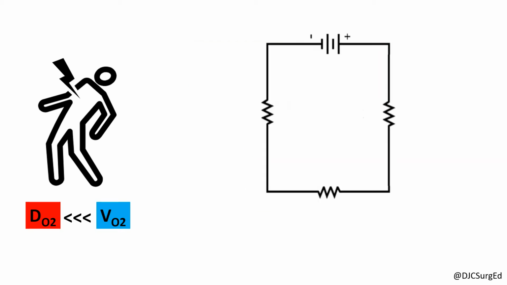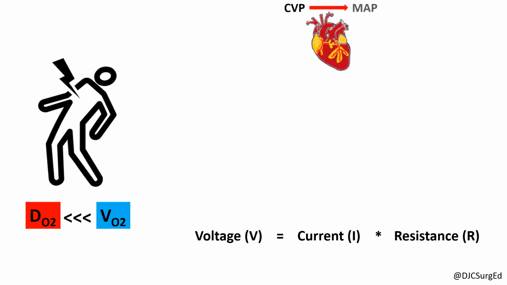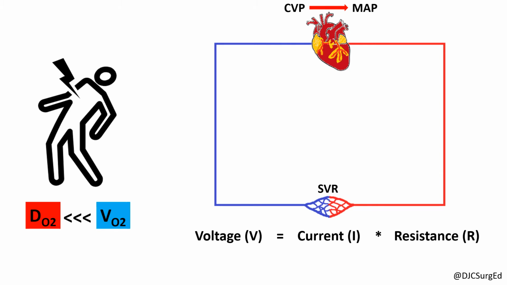To understand cardiac output, let's review electric circuits and Ohm's law and see how it relates to the circulatory system. Ohm's law states that the voltage, or gradient of electric potential, is equal to the current, or flow of electrons, multiplied by the resistance, or the opposition to flow. In the case of the circulatory system, voltage is equal to the pressure gradient. Current is the equivalent of blood flow, and resistance is the opposition to flow in the capillary beds.